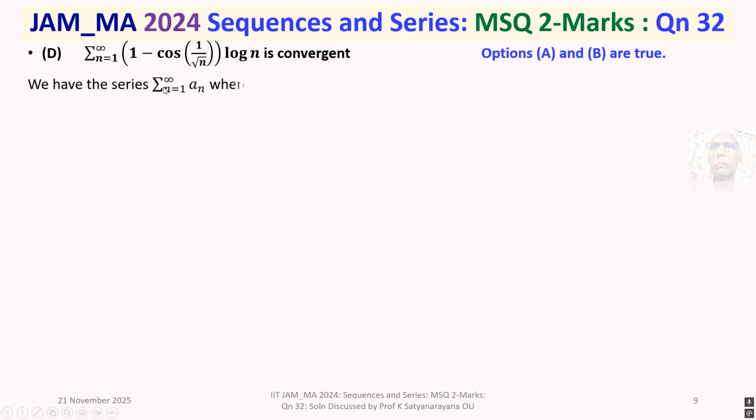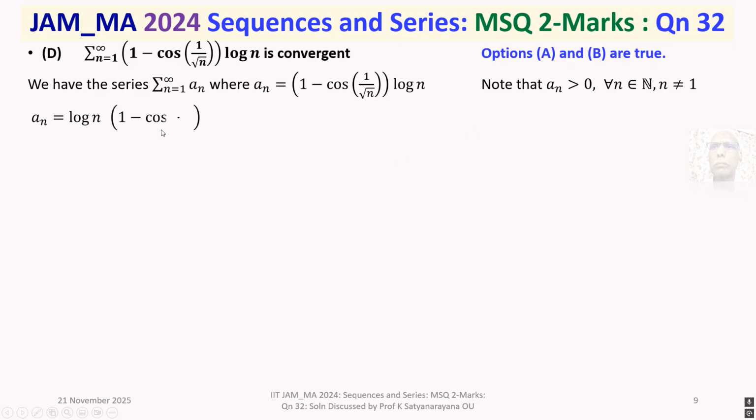We have the series sigma an where an is (1 minus cos of 1 by root n) multiplied by log n. For n not equal to 1, n belongs to the set of natural numbers, each term an is positive. This is a series of positive terms. Right. We take an.